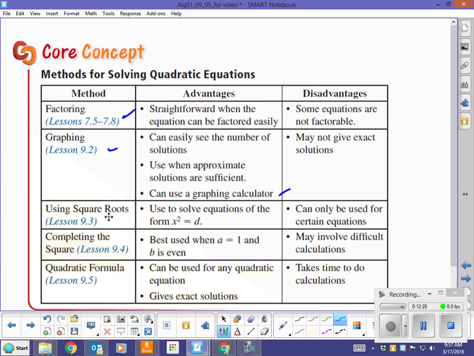Using square roots, a few lessons ago. Completing the square. Like it says, it may involve difficult calculations. We don't really use this one a lot other than as a bridge to the quadratic formula, because it can be used for any equation. It says it takes time to do calculations, true, but it's really just a matter of simplifying some expressions, and it does give exact solutions. So the quadratic formula, which we just did. So that's an overview of all the different ways to do this, and you're going to be responsible for all of them probably.